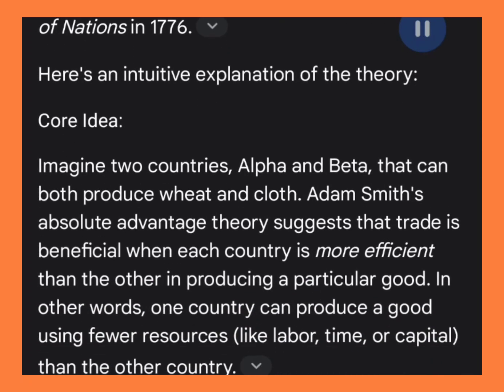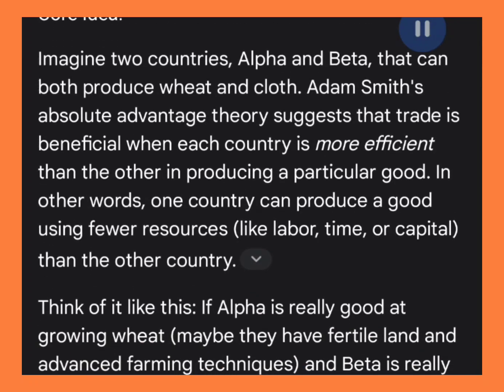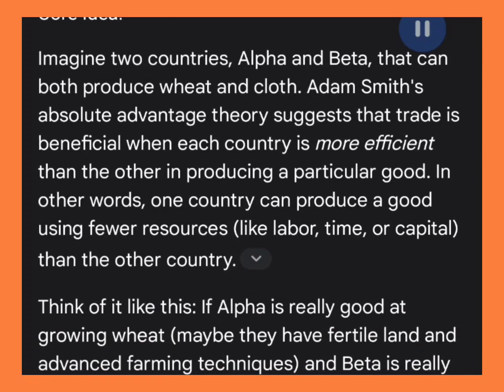Adam Smith's absolute advantage theory suggests that trade is beneficial when each country is more efficient than the other in producing a particular good. In other words, one country can produce a good using fewer resources, like labor, time, or capital, than the other country. Think of it like this.